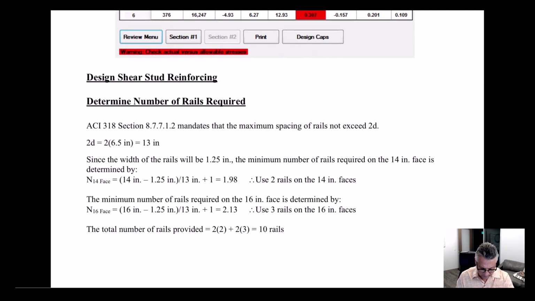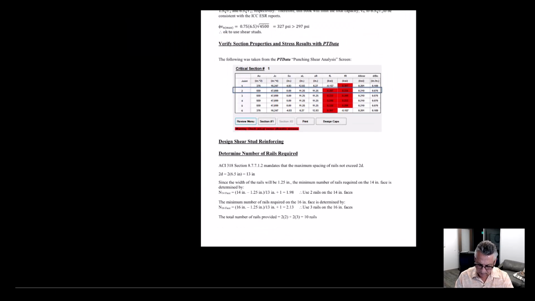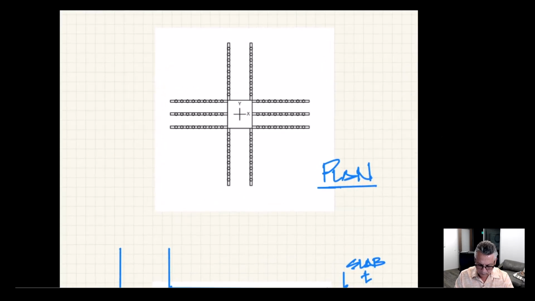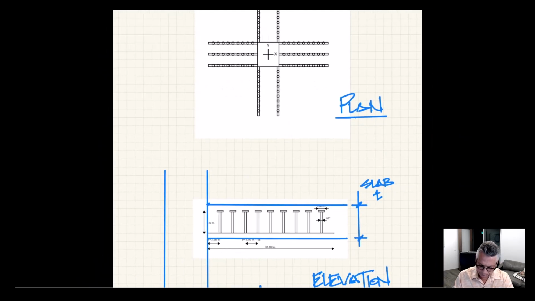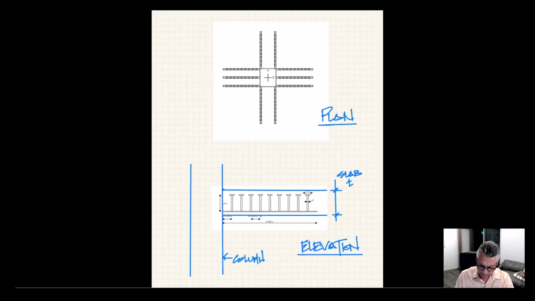On the 16 inch face, we do the same calculations. Turns out we can't get away with just two. We need three rails on the 16 inch face. So the total number of rails will be 10 rails. And here's what it looks like. So this is going to be the answer. We haven't gotten there yet, calculation wise, but this is what the answer is going to be. On the 16 inch face, three rails. On the 14 inch face, two rails, total of 10. Okay, we're going to end up coming back to this picture in a minute.